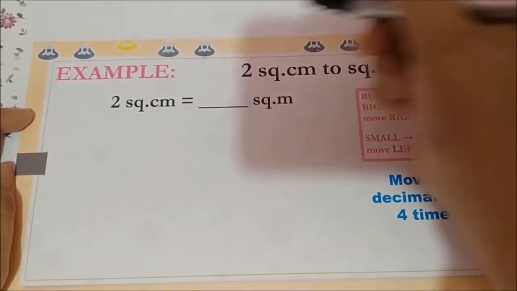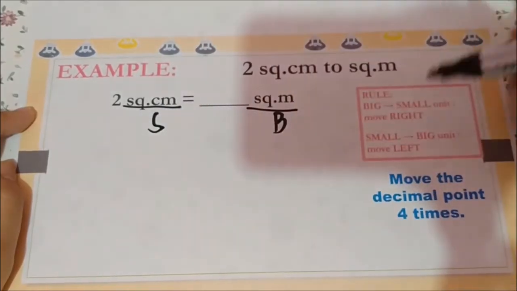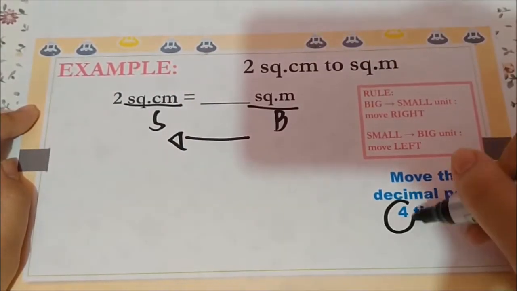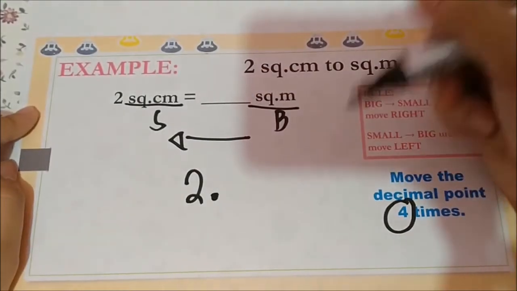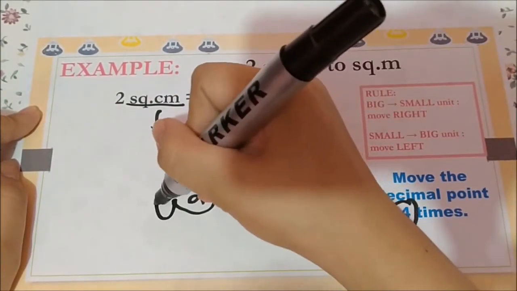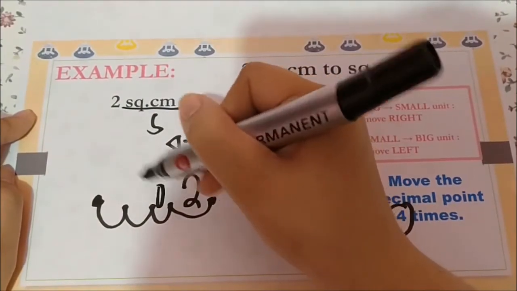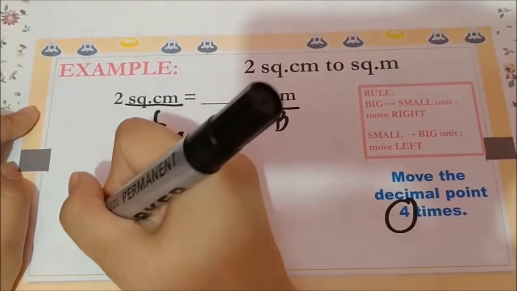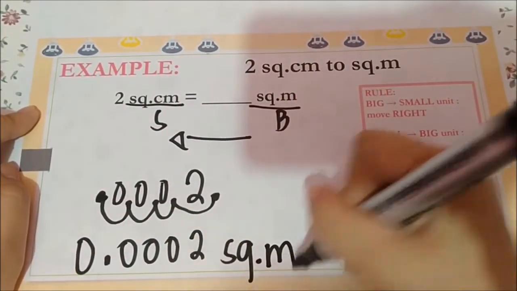Same thing with this. Identify. Big, small. Small to big, still to the left. How many times? 4 times. Write 2, decimal point. To the left, 4 times. 1, 2, 3, 4. Zeros in between those and rewrite. Don't leave it as a blank. There should be a 0. And your unit, square meters.